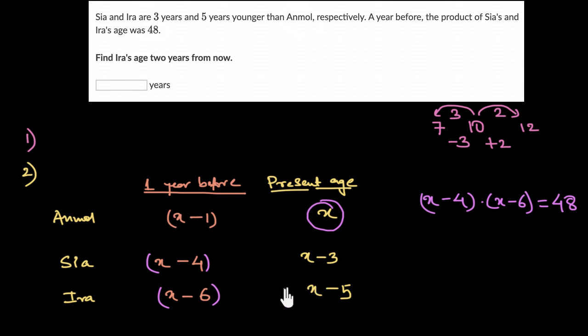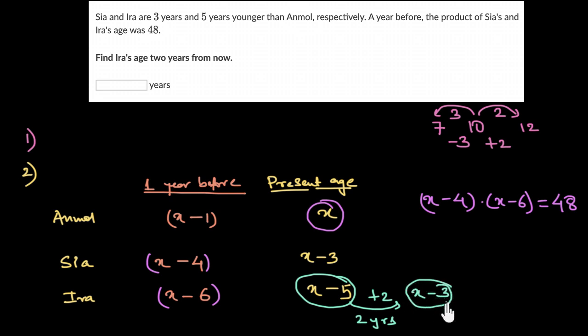So this is Ira's present age, X minus 5. So after 2 years, her age would be this X minus 5 plus 2. So X minus 5 plus 2, that is X minus 3.